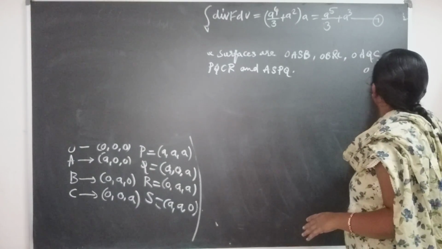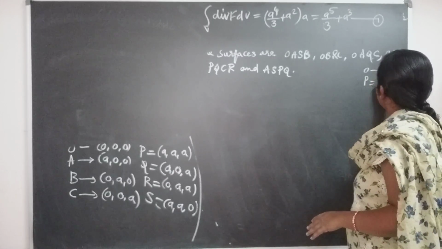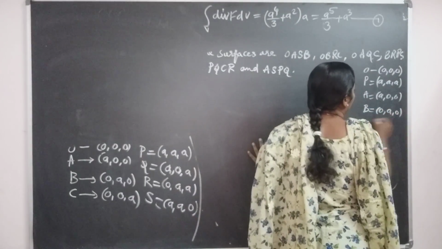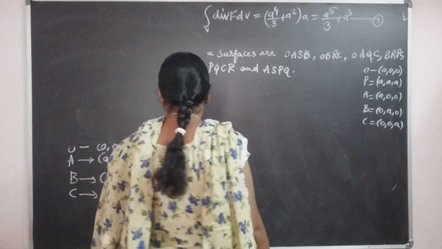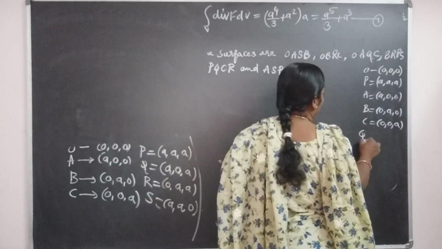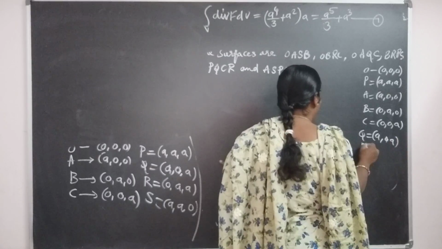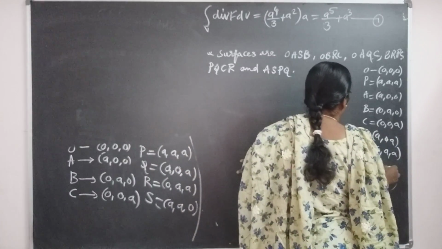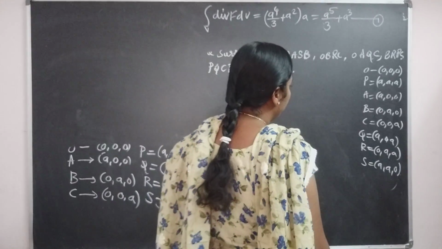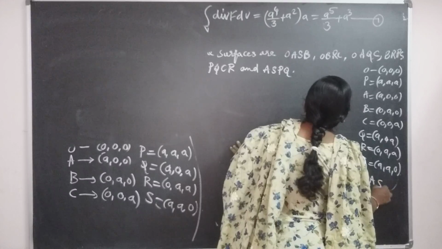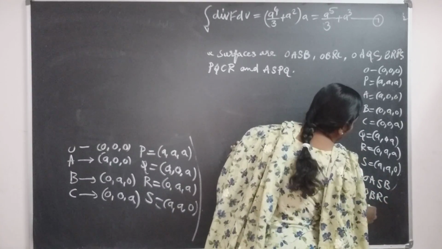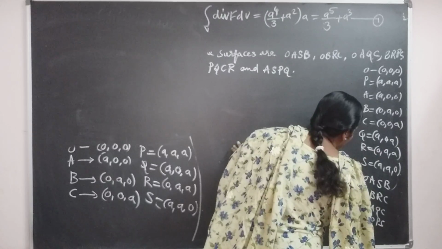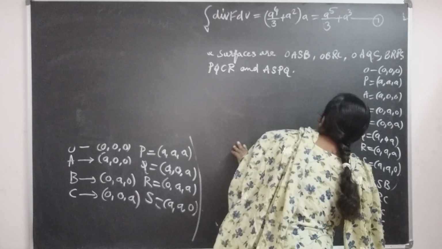O is 0 0 0, P is A 0 0, B is 0 A 0, C is 0 0 A, Q is A 0 A, R equal to 0 A, S equal to A 0, and the faces are OASB, OBRC, OAQC, BRPS, PQCR, ASPQ.